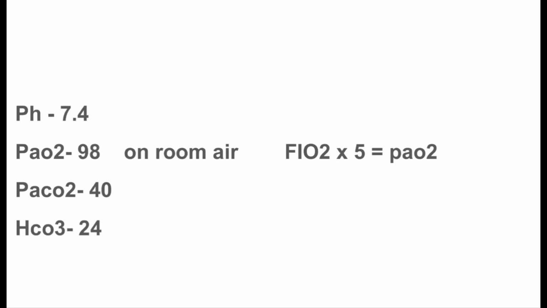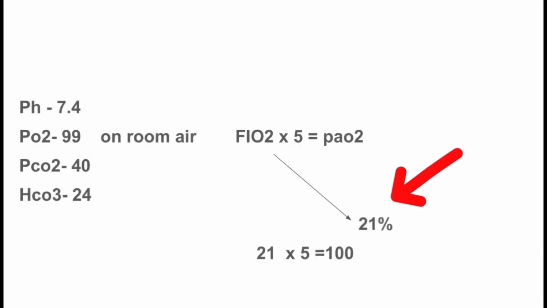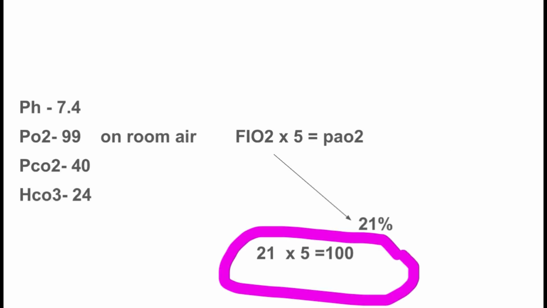What is my FiO2? The oxygen content in the room, that is 21%. So my FiO2 is 21%. So 21 into 5 should be around 100. Thus in my ABG, PO2 should be around 100.